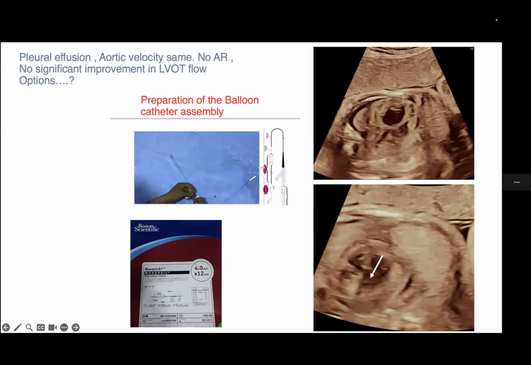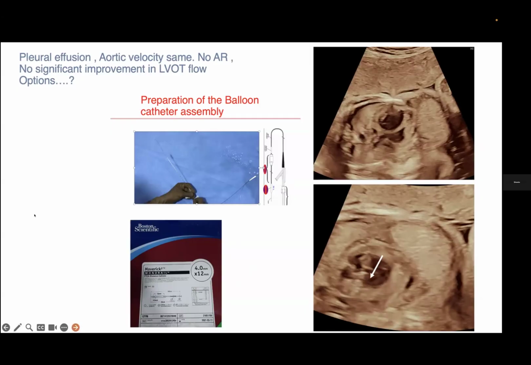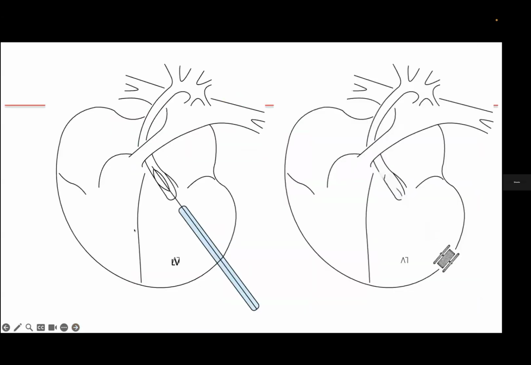dilated that aortic valve. Now the real danger was if we try to remove this balloon, then there would be profound hemopericardium. We can drain that hemopericardium, but there would be a volume loss which the fetus may not tolerate. So what should we do in this situation?